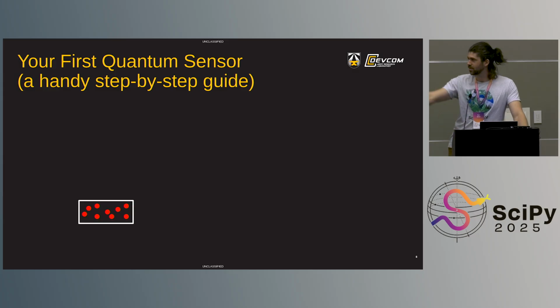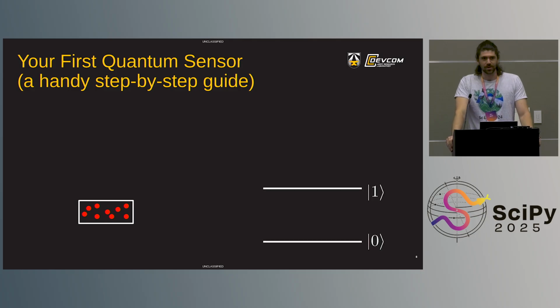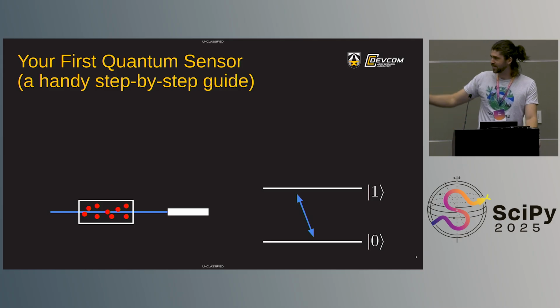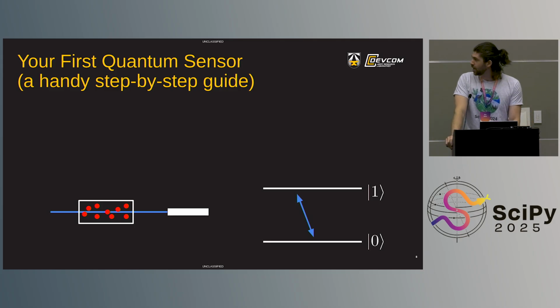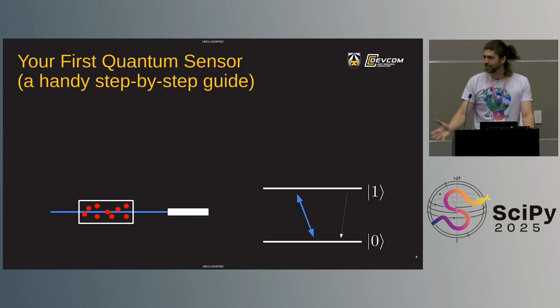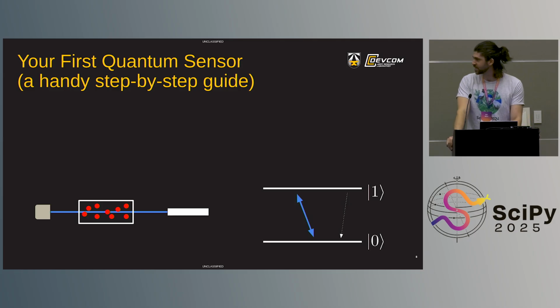We're going to start with a cell of my favorite atom, which is going to be rubidium in this case, and I'm going to pick its two lowest energy levels, which I'll call 0 and 1. I'll shine a laser through it that is exactly the same energy as the distance between those two levels. And now, well, we also have a little bit of that dissipation that I talked about previously. So some atoms are just falling back down through natural processes.